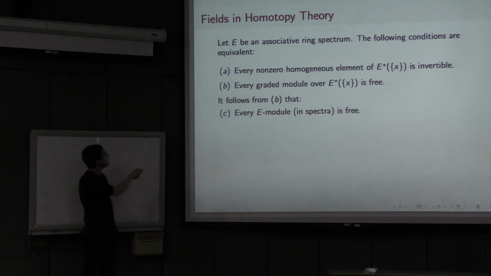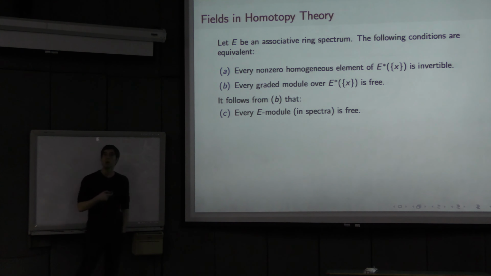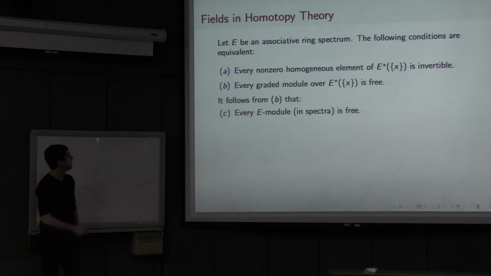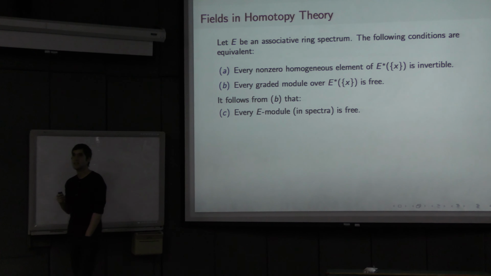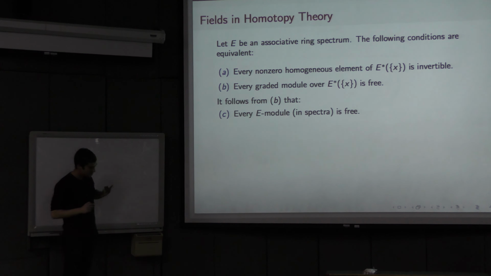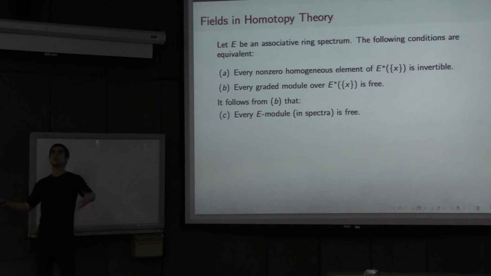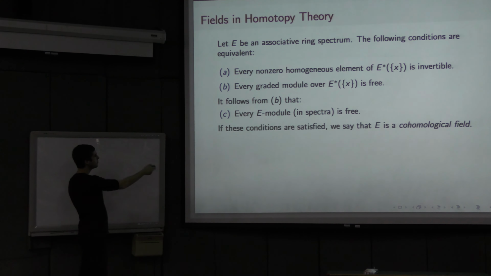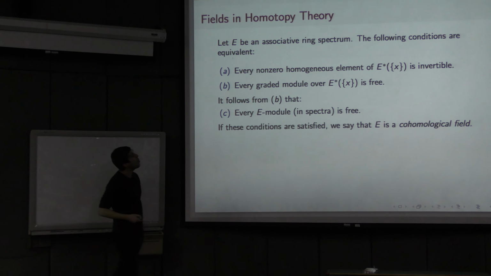If B is satisfied, well, you can think of E as an associative algebra in the world of spectra, and in the world of spectra you can study modules over E. And a consequence of these conditions is that every module over E in the world of spectra is a free module. So in this case, that means that it's something that looks like a direct sum of copies of E, possibly that have been shifted. So if these conditions are satisfied, I'll say that E is a cohomological field. It's a cohomology theory that in some sense behaves like a field.